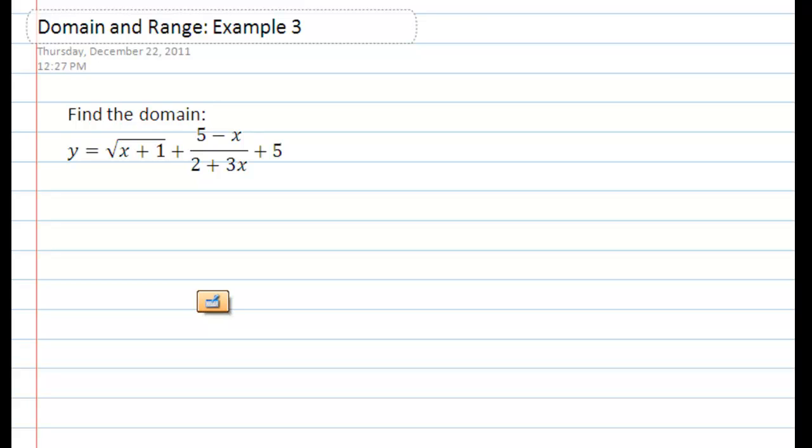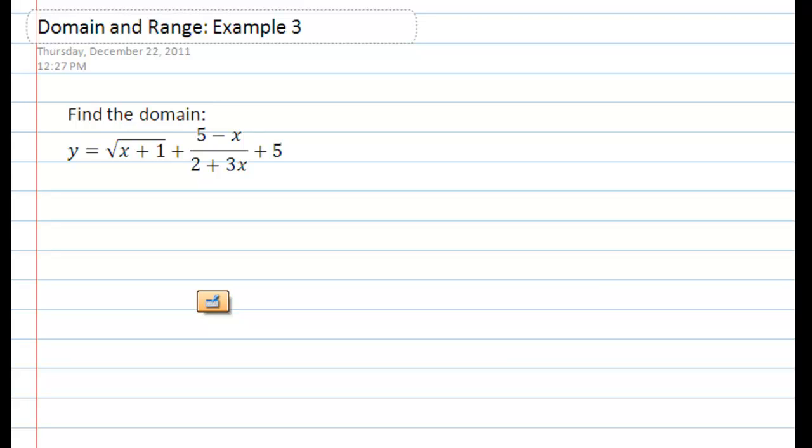In this problem, we're asked to find the domain of the following function. y equals root x plus 1 plus 5 minus x over 2 plus 3x plus 5. So just because we have more than one term does not change anything, because if one term creates a restriction, then the whole function will follow this restriction.